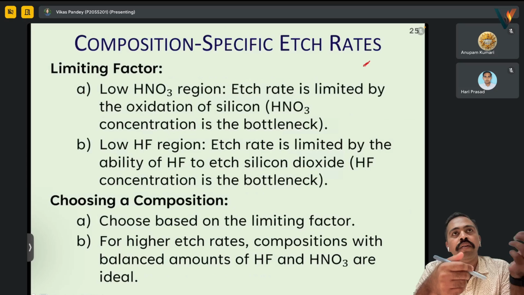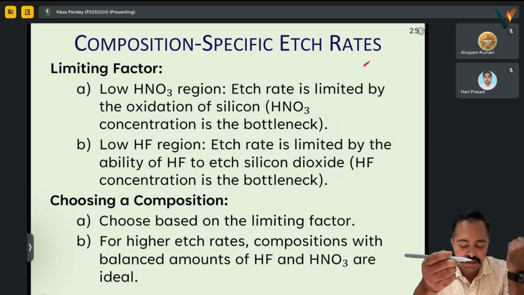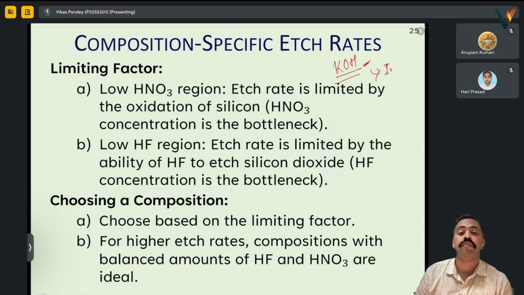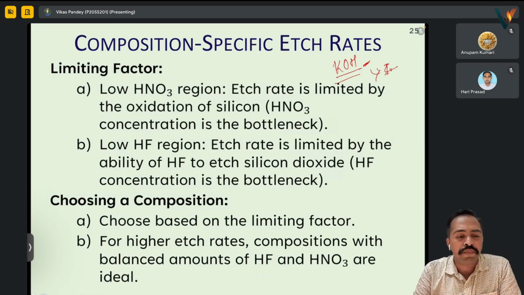If you talk about gold, KOH is used along with iodine. I forgot the formula. So an iodine based KOH solution is used for this. For chromium, orthophosphoric acid and a combination is used.